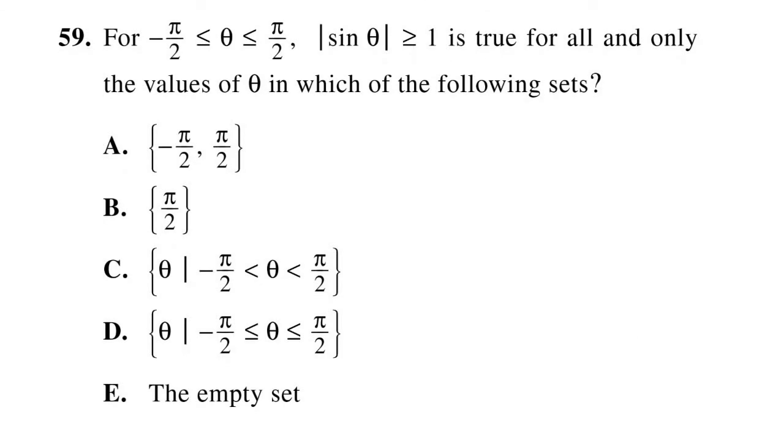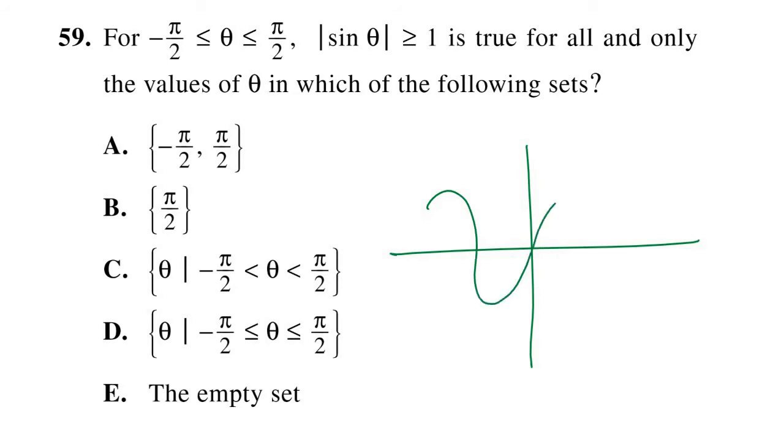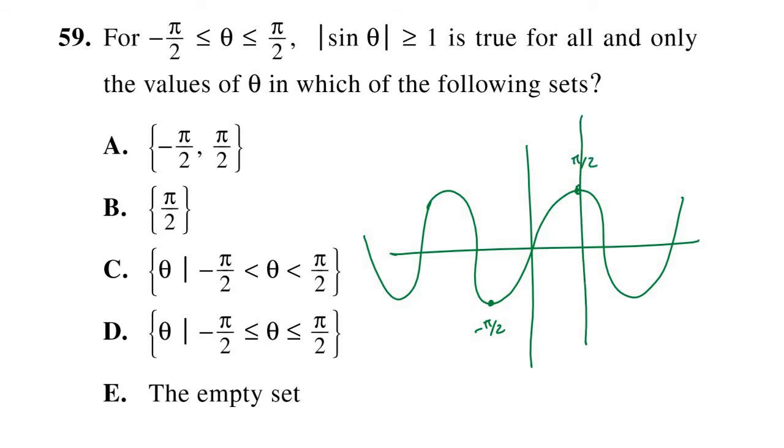Number 59. For negative pi over 2 is less than or equal to theta is less than or equal to pi over 2, the absolute value of sine theta is greater than or equal to 1 is true for all and only the values of theta in which of the following sets. We have our sine graph. It is going to look like this, kind of. And we're only going from negative pi over 2 to pi over 2. So we're only looking at this portion of the graph.